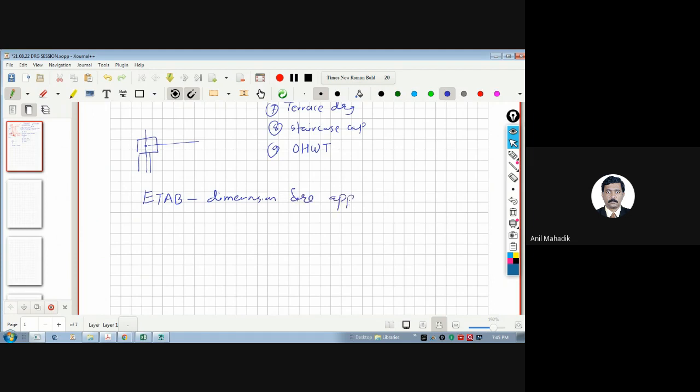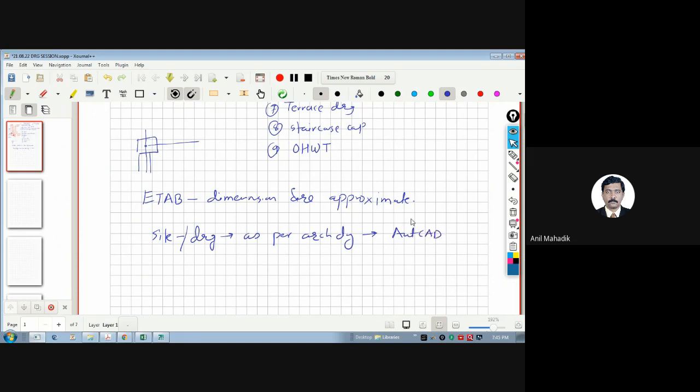But see, we cannot do approximate construction on site. On site, it should be accurate. So site is very important. Site should be accurate. That means the drawing should be accurate. So the drawing should be as per the architectural drawing. That means you must use AutoCAD for drawing preparation. There is no other way.